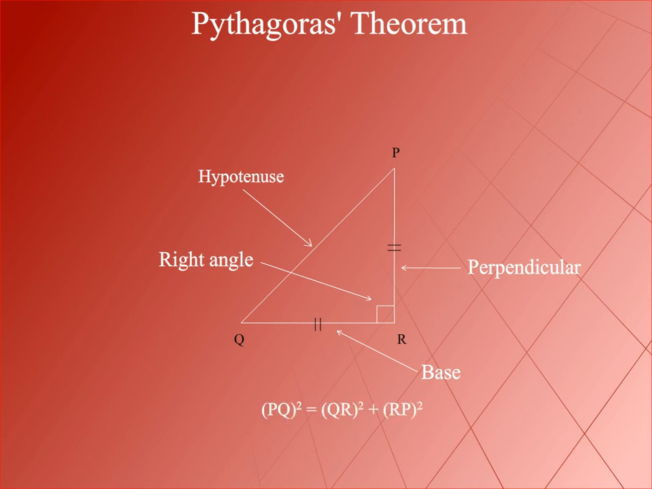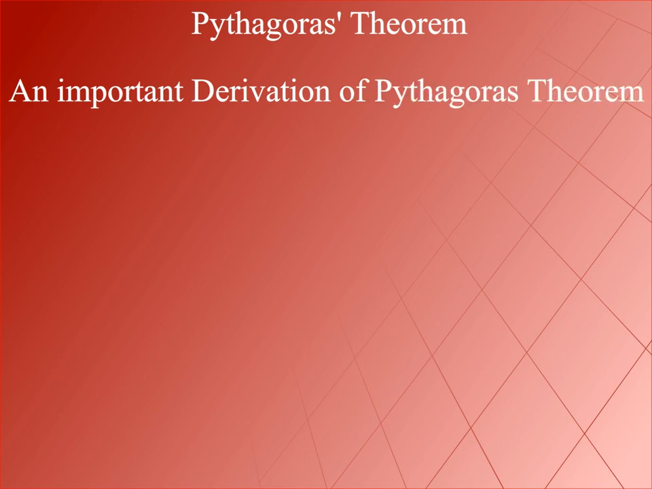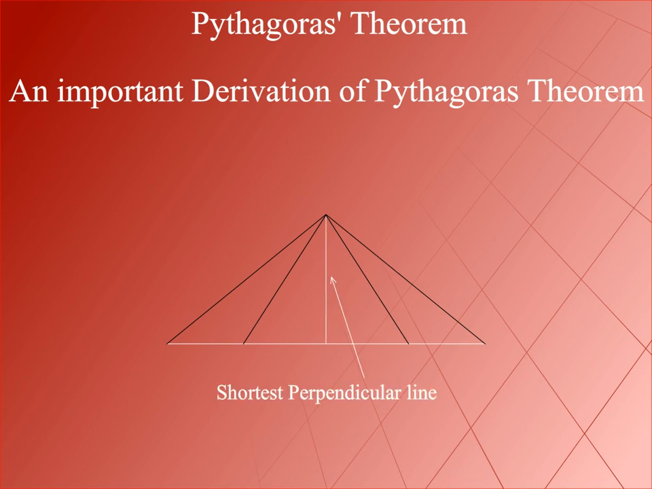Then PQ squared equals QR squared plus RP squared, or hypotenuse squared equals base squared plus perpendicular squared. In a right-angled triangle, the hypotenuse is the longest side. An important derivation of Pythagoras theorem. Here is an important derivation of Pythagoras property, which is stated as follows. Of all the line segments that can be drawn to a given line from a point not lying on it, the perpendicular line segment is the shortest.